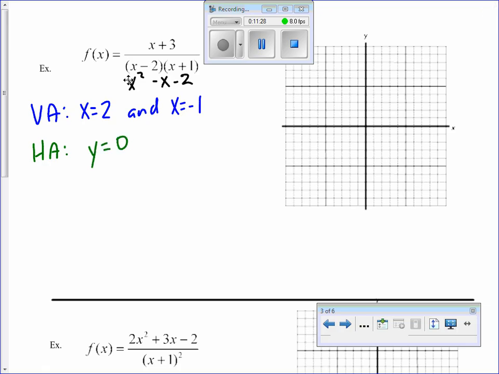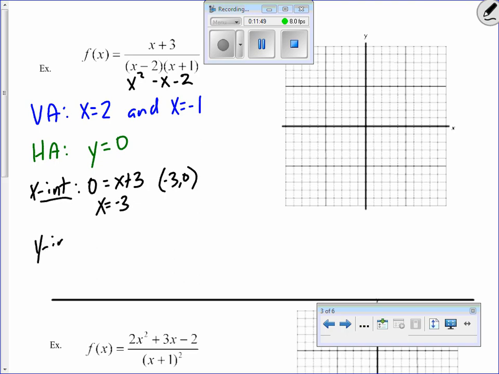And let's talk about the x and y intercepts. X-intercept, if I plug in 0 for y, I'm going to get 0 equals x plus 3. In other words, at x equals negative 3. So my x-intercept is at negative 3, 0.